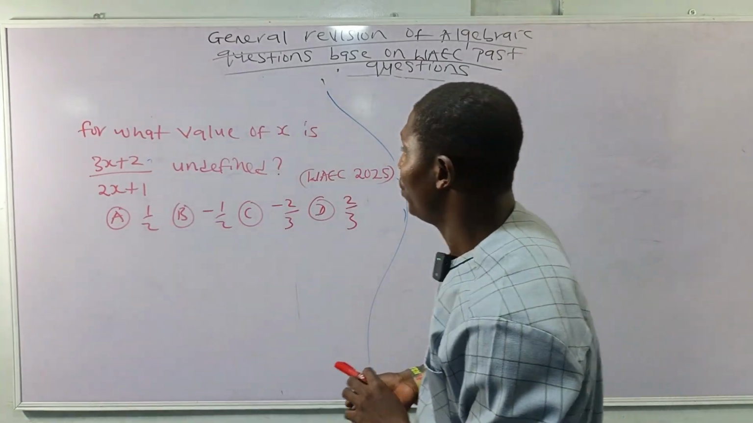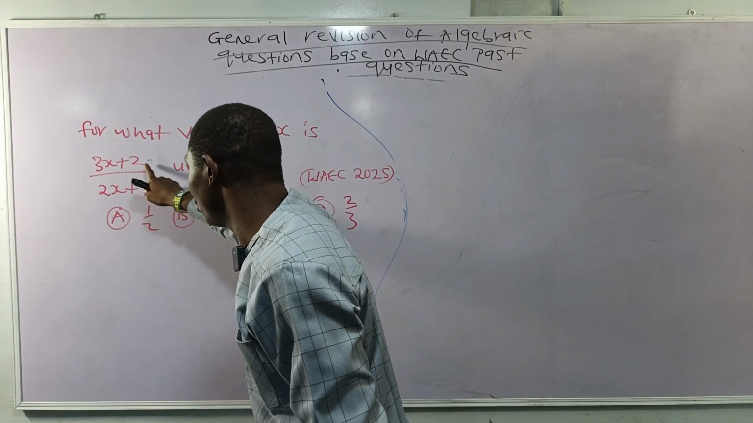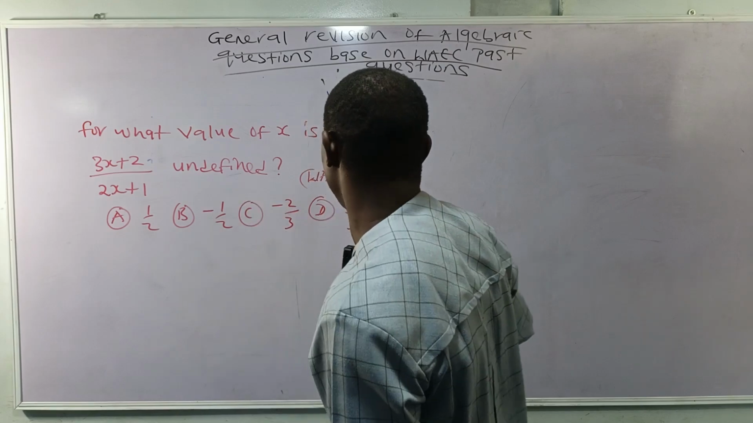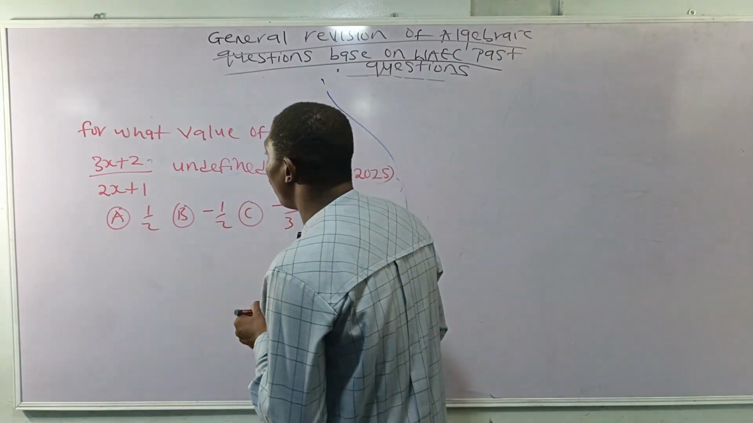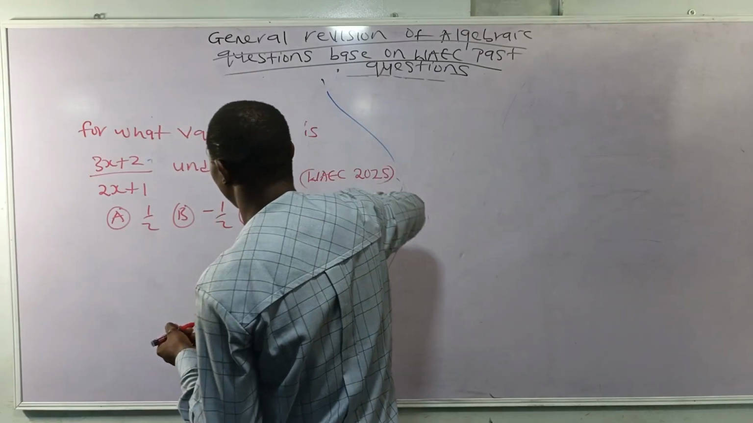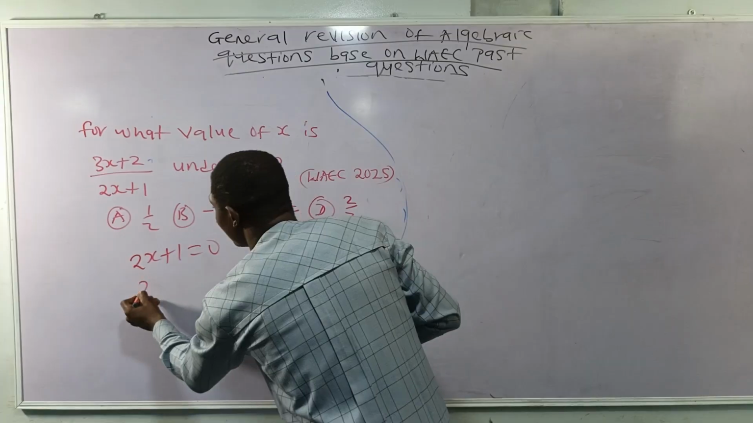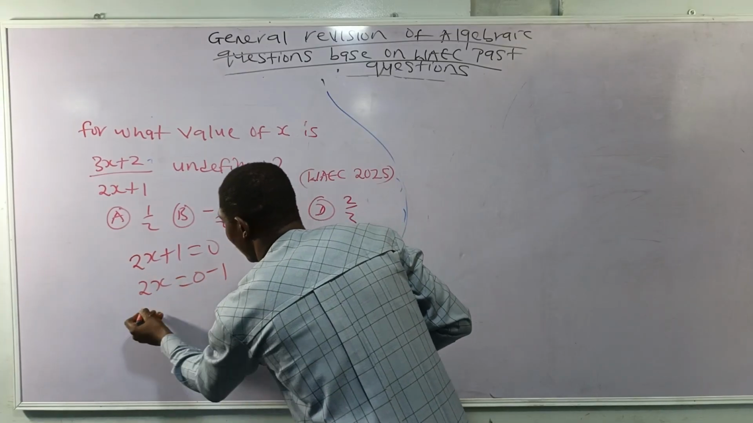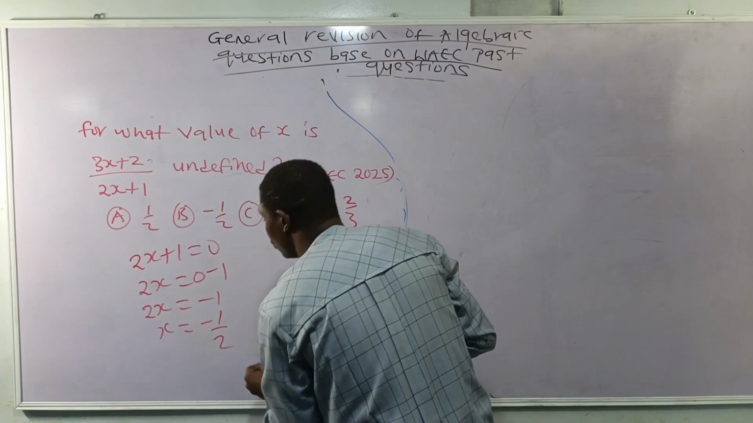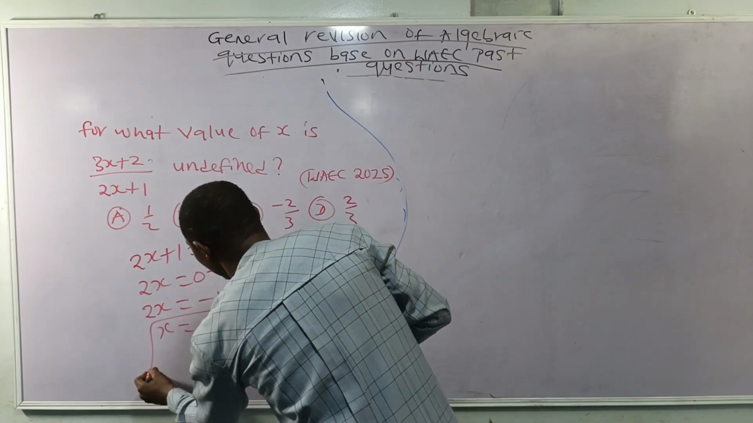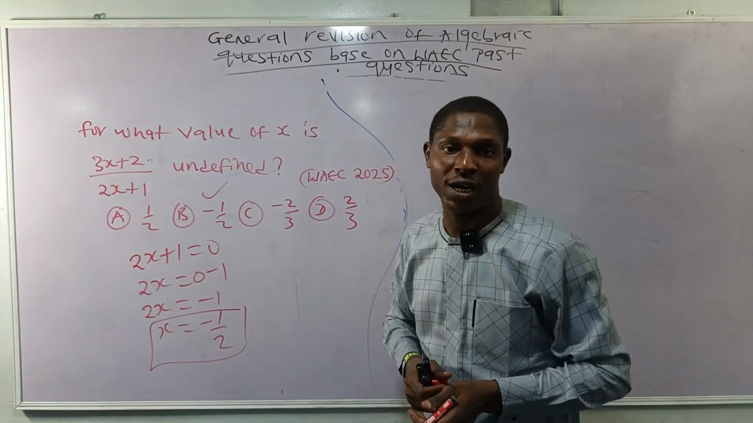So we have another example here. They said for what value of s is 2s plus 3 all over 2s plus 1 undefined. This is WASSCE 2025, last year's WASSCE. For a fraction to be undefined, remember the denominator must be equal to 0. So we simply have 2s equals 0 minus 1, and we have 2s equals minus 1, and s equals minus 1 over 2 when you divide through by 2. So this is our answer, which corresponds to B.